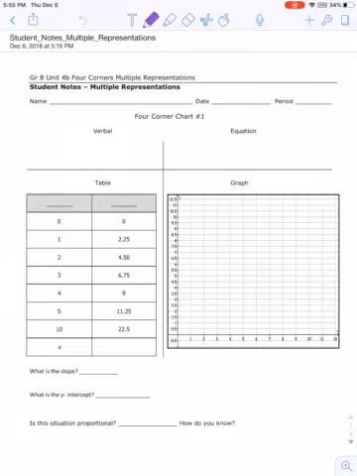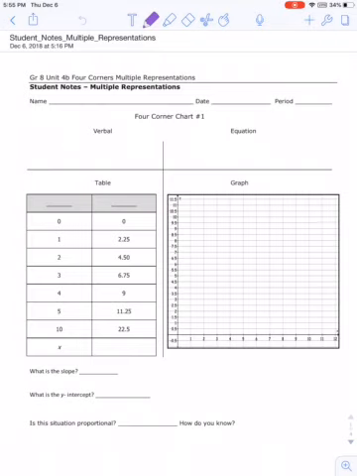Okay, today we're talking again about multiple representations, and that just means describing the same concept, the same relationship using a table, a written format, an equation, and a graph. And today we're really going to focus on, if they give you one, completing the other three, and then identifying slope, y-intercept, and the proportionality of the situation.